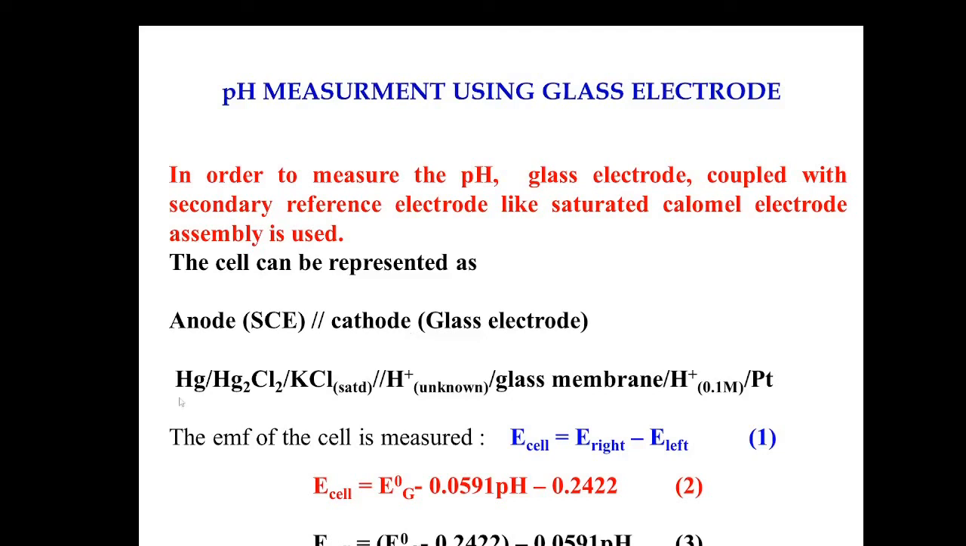So the cell representation will be calomel on the left side and on the right side glass electrode. So Hg in contact with Hg2Cl2 in contact with saturated potassium chloride solution, then salt bridge, and glass electrode representation: H plus with unknown concentration, glass membrane, H plus with 0.1 molar concentration in contact with platinum or even AgCl, Ag, so that the EMF of the cell measured will be E cell equal to E right minus E left.